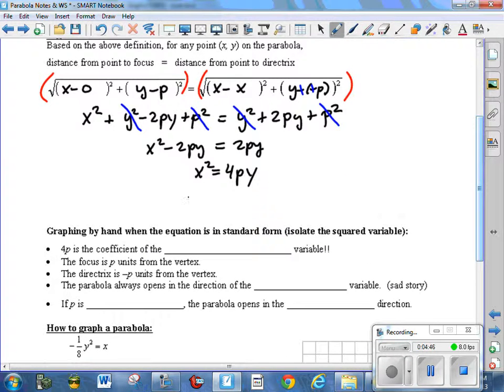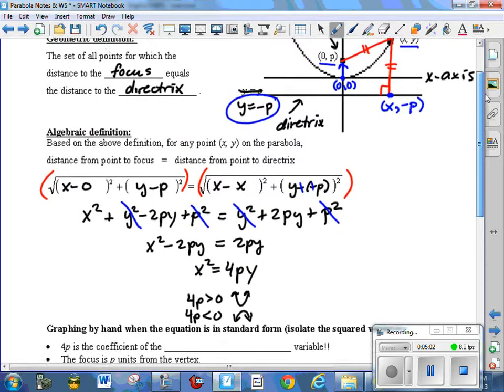If 4p is greater than 0, it opens up. If 4p is less than 0, it opens down. Now we could do the same thing with a parabola oriented to the left or to the right.